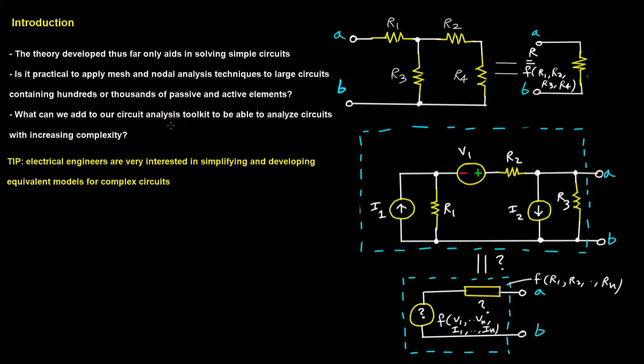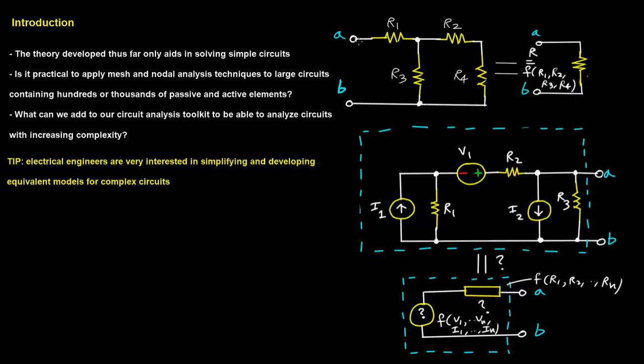The reason we're asking this question is that we have to consider that electrical engineers are very interested in simplifying and developing equivalent models for complex circuits. So in other words, we like to simplify complex circuits and develop equivalent models for them. From the very beginning we've seen this, right? If you have a simple resistive network containing 4 resistors, R1 through R4, we look at terminal behavior. We look at its terminals and consider what is the simplest possible representation of this circuit that can produce the same behavior.